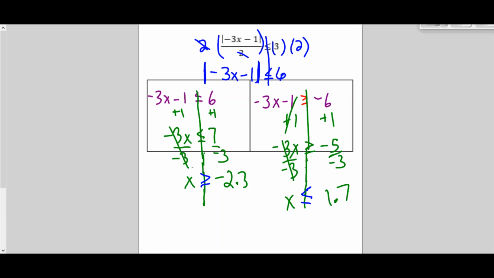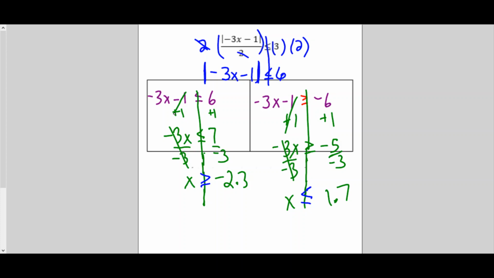The first thing you want to do is add 1 to both sides for both inequalities so that those ones cancel. So in the first one, you get negative 3x is less than or equal to negative 7, and then divide both sides by negative 3. Remember, when we divide both sides by a negative in an inequality, you need to flip the inequality sign. So this becomes x is greater than or equal to negative 2.3. I use the decimal here because I know I'm going to need to plot this on a number line.